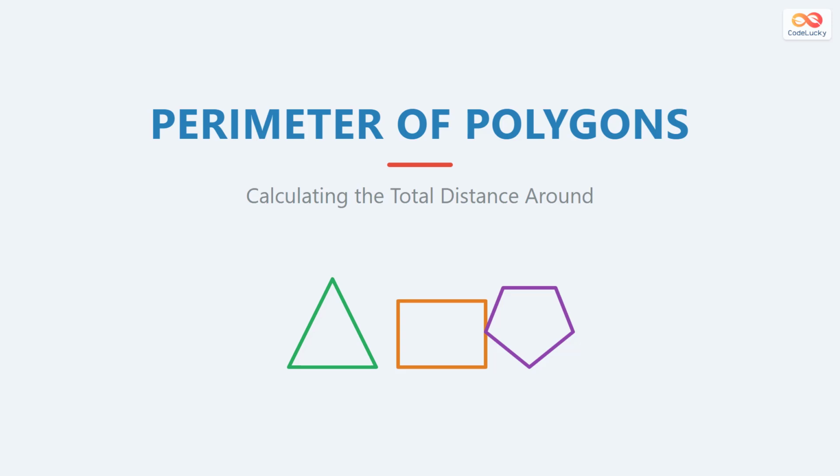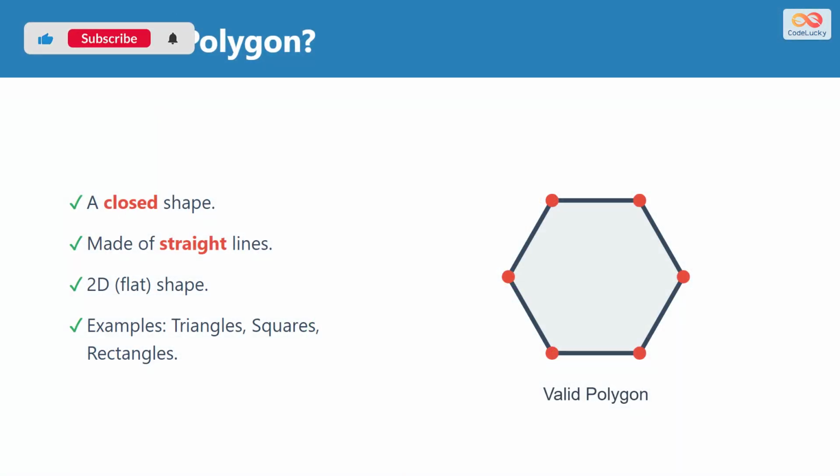Welcome. Today we are going to learn about the perimeter of polygons. We will learn what that means and how to calculate the total distance around any shape. First, let's make sure we know what a polygon is. A polygon is any closed, two-dimensional shape made entirely of straight lines. Triangles, rectangles, and squares are all common examples.